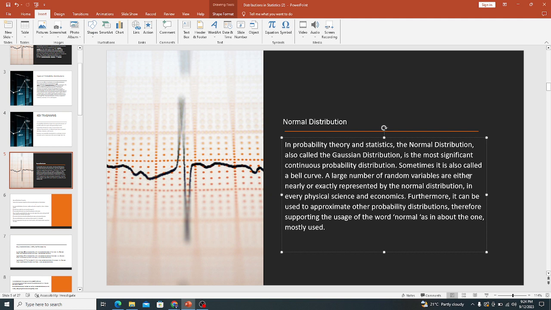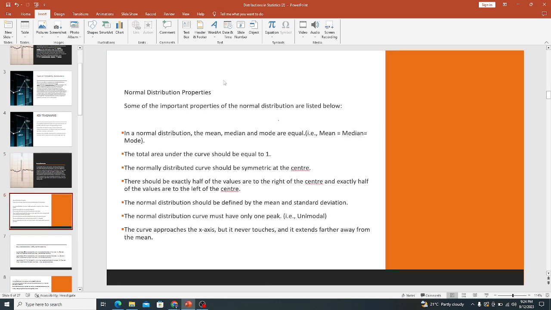Furthermore, it can be used to approximate other probability distributions. Therefore, supporting the usage of the word normal, as it is one of the mostly used distributions.